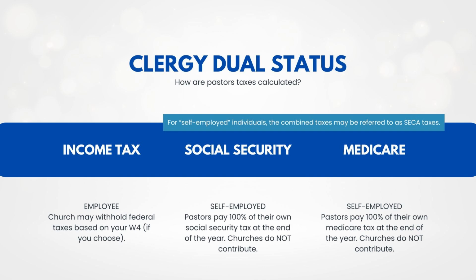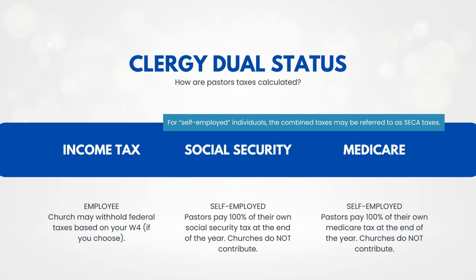Pastors are in a special tax category where you're treated like an employee for federal income tax purposes, but self-employed for Social Security and Medicare purposes. For federal income tax, your church may withhold taxes from your paycheck, just like they would for any other employee. However, for Social Security and Medicare taxes, you're responsible for paying both the employee and employer portions, totaling 15.3%. This is because pastors are considered self-employed when it comes to those taxes.